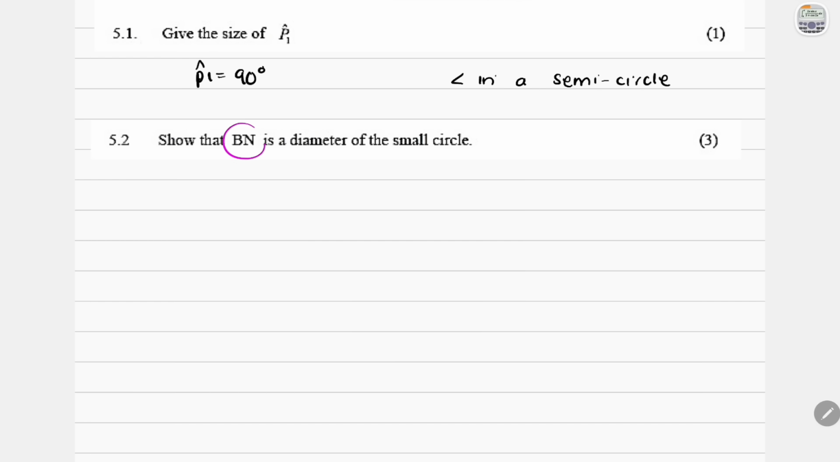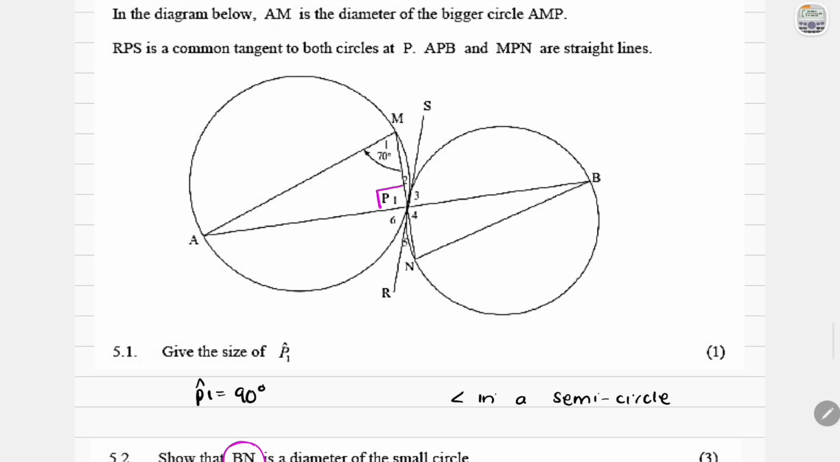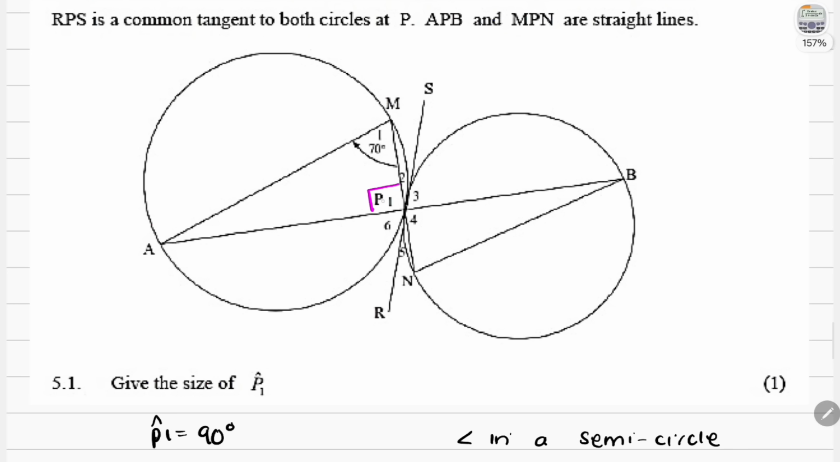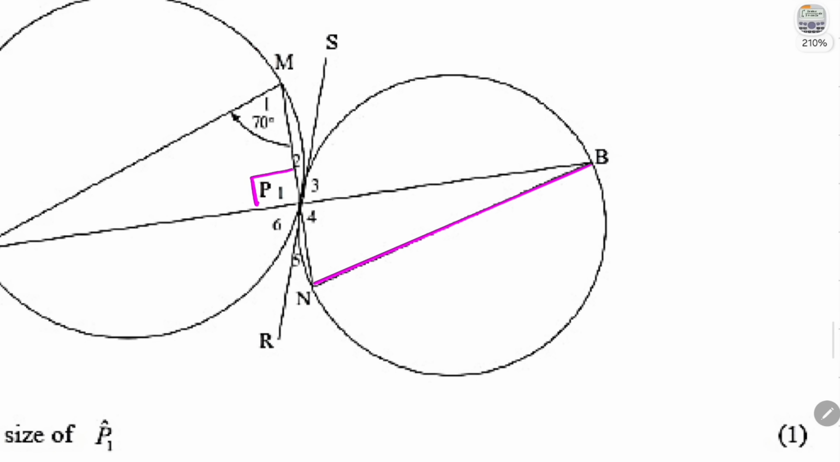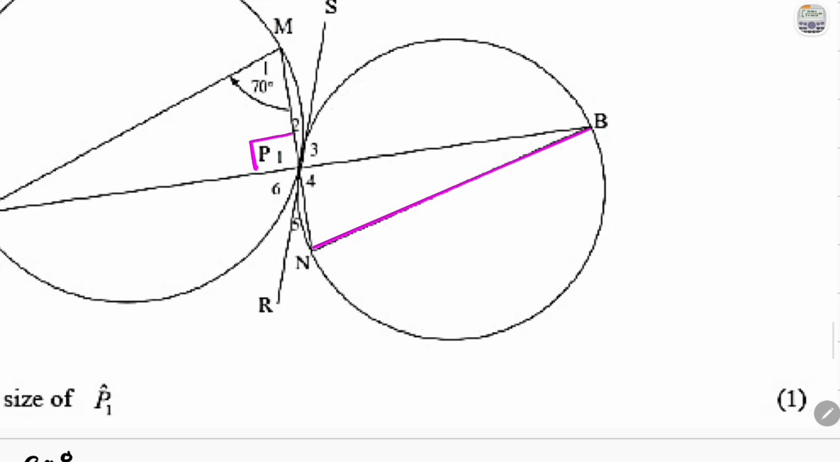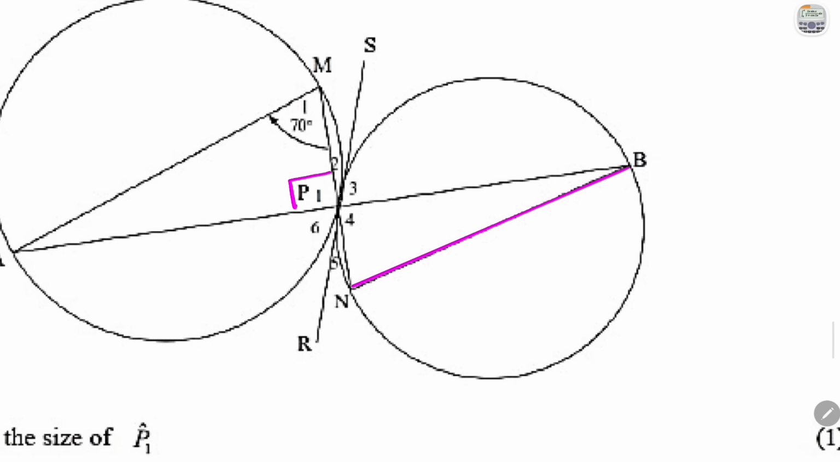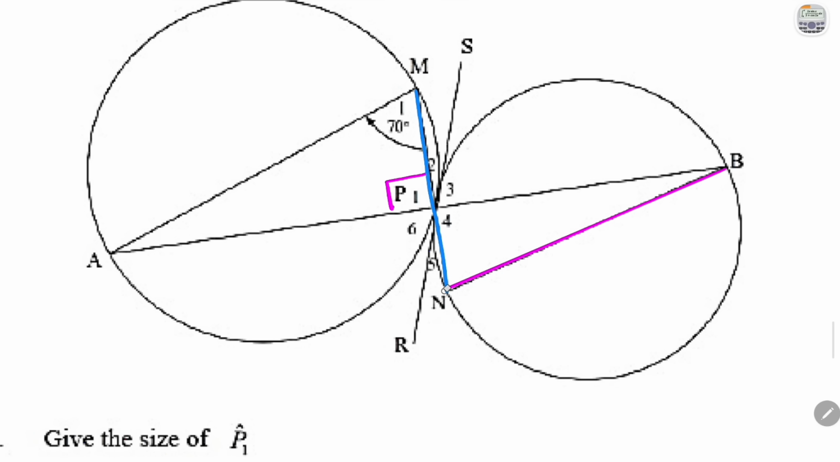Question 5.2 says, show that BN is the diameter of the small circle. Okay, it probably works the same way. If this is equal to 90 degrees because it was supported by a diameter, then if BN is subtending a 90-degree angle at the circumference, it makes it a diameter. Okay, so let's see. You can see that these lines are going across. They told us that these are straight lines, okay? We have these lines going across the line that helps to form this angle, angle P1. This is MN, and this line APB.